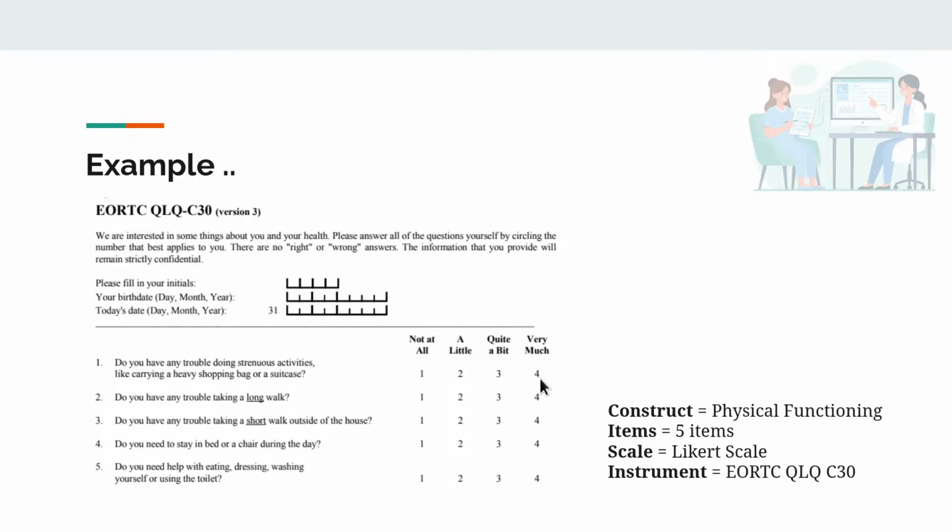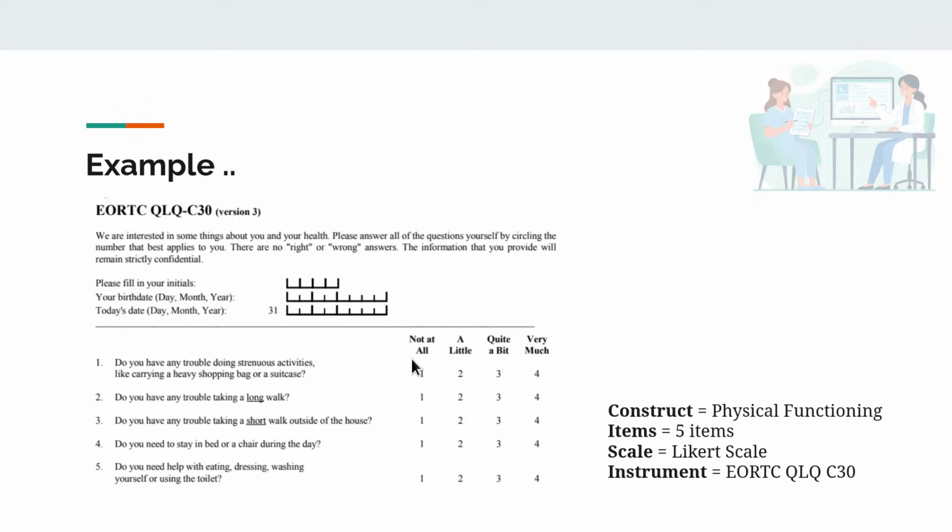Now these numbers 1, 2, 3 and 4 are arbitrary. They are designed based on the theoretical basis on which this questionnaire has been designed. So this can be 10, 20, 30, 40 also, for example, with absolutely no difference in the meaning. But the difference lies in the way these numbers are actually handled when this physical functioning is being calculated. So from the perspective of the individual items, the numbers 1, 2, 3 and 4 are essentially meaningless.